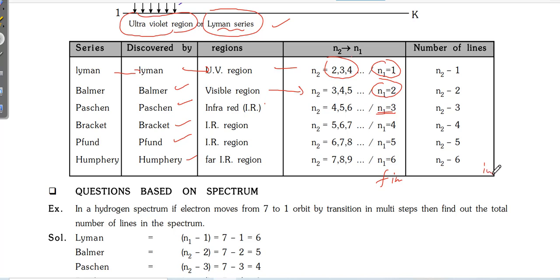These are the initial levels, meaning from the sixth energy level, suppose, the electron falls into the fifth energy level. What is this? Number of lines. We are talking about the number of lines.